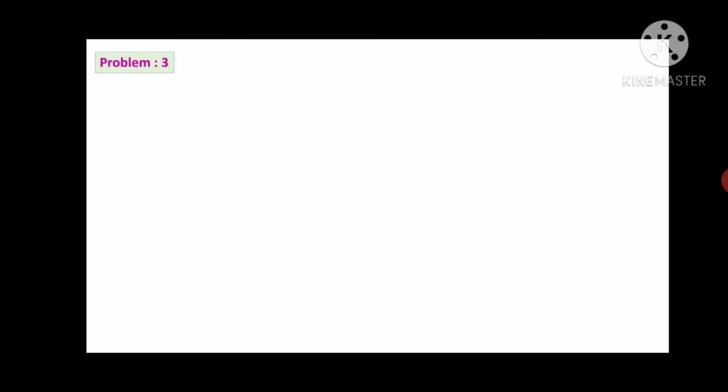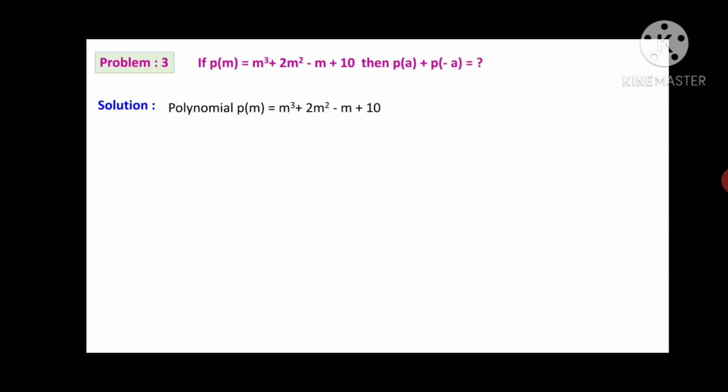Friends, let us start with problem number 3. If p of m is equal to m cube plus 2m square minus m plus 10, then find p of a plus p of minus a. Here the polynomial p of m is equal to m cube plus 2m square minus m plus 10. Put m is equal to a in the given polynomial.